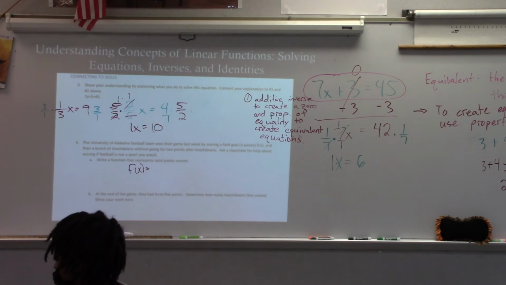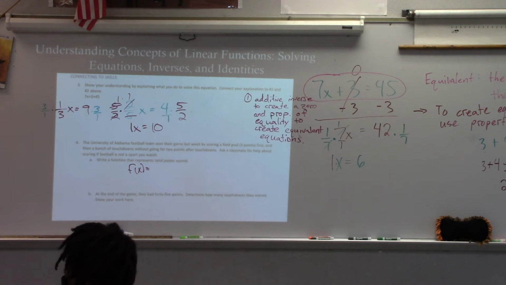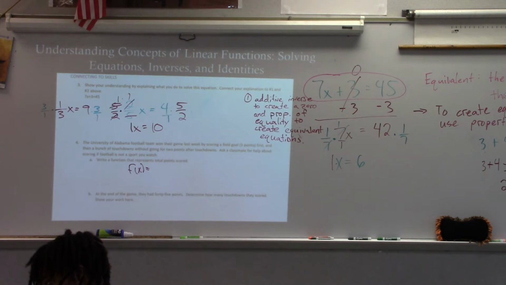How many touchdowns are you saying they had in order to get 50? They already got 3 points, and then they said a bunch of touchdowns. The PAT, 7. I know that's what we're dealing with, 7. How many touchdowns did they score?